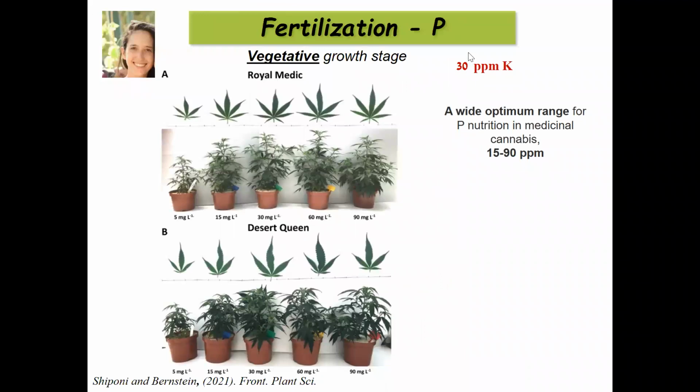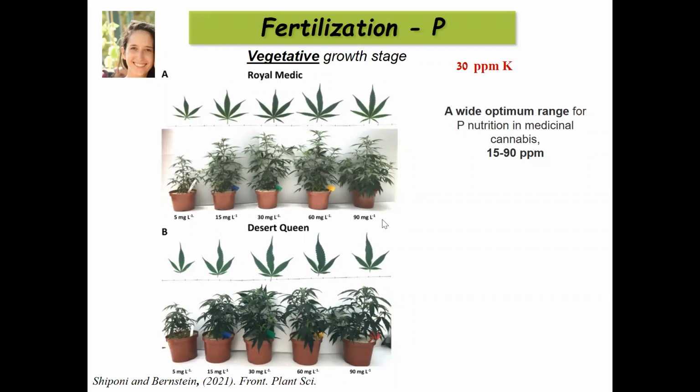Some words about phosphorus. This is Sivan Shiponi. Sivan is a master's student in the lab, and again, we checked 5 concentrations of phosphorus. Now for phosphorus, we know most everyone is saying cannabis is hungry for phosphorus, especially during the flowering stage, during the reproductive stage. So this is just to show you two varieties of medical cannabis. This is during the vegetative phase. We checked a range between 5 ppm to 90 ppm.